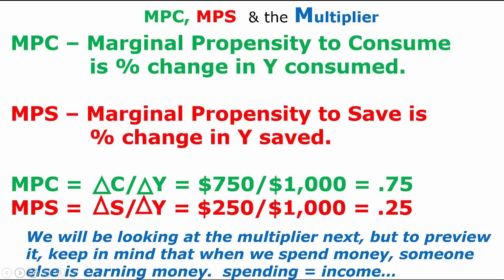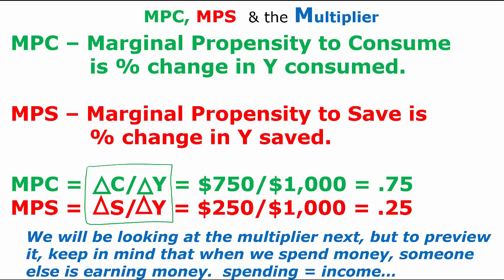So let me use more plain language. Basically what this means is what percentage of new income are you spending and what percentage of new income are you saving? All right? So mathematically, here are the equations. It is change in consumption divided by change in income. That's our MPC. And our MPS is change in savings divided by our change in income.